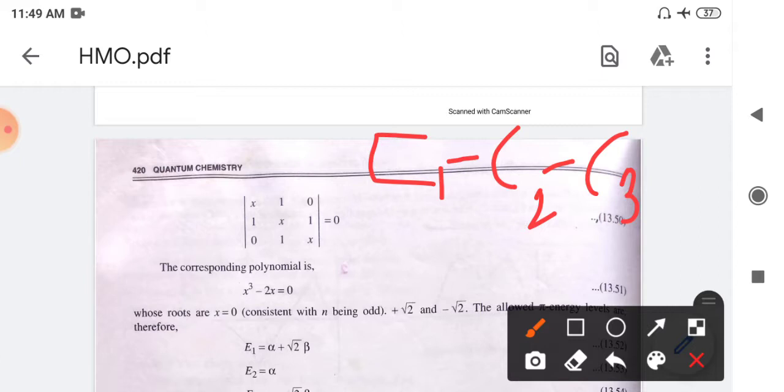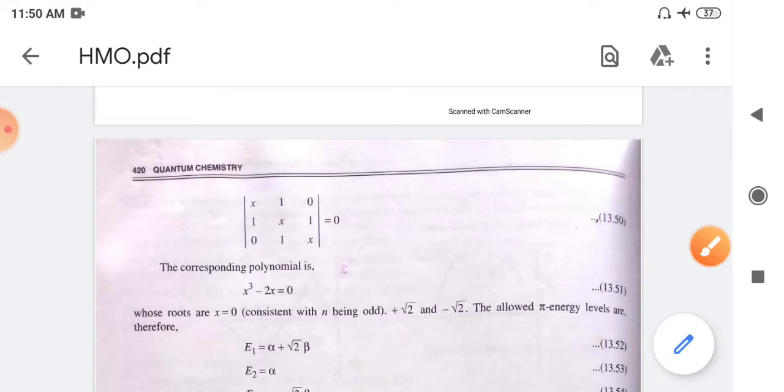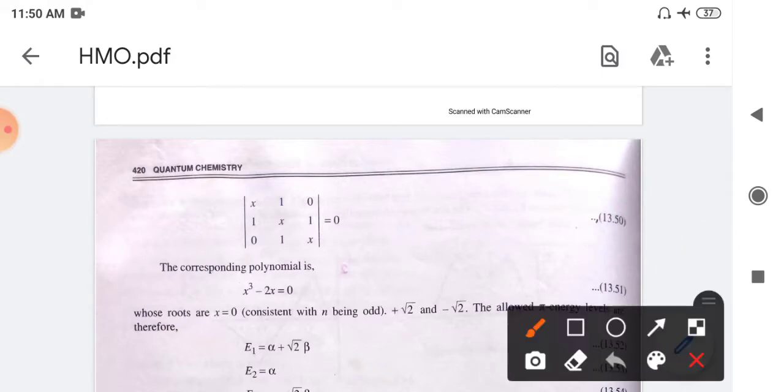So 1 and 2, are they neighbors of each other? Yes, so here 1 will come. 1 and 3, are they neighbors or not? No, so here it should be 0, and here also it should be 0. Next, for the second carbon atom, the second carbon is attached to 1 as well as 3, so there should be 1 and 1. Now the last, third carbon is attached to only the second carbon atom, so it is 1, and 0 for the first carbon atom. So the Huckel determinant will look like this.